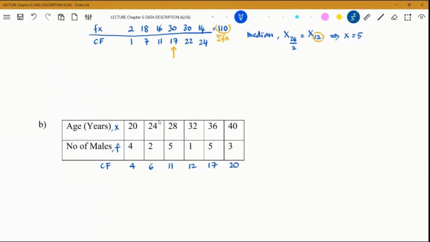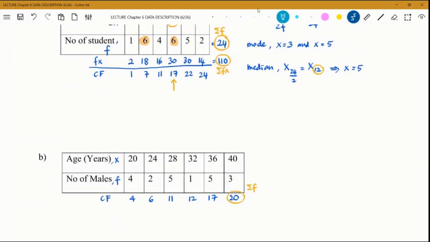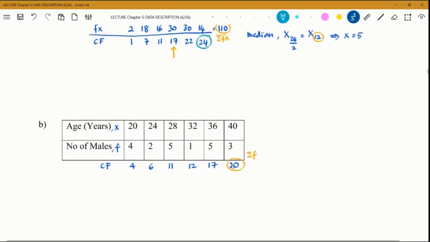So kalau kita tengok ini adalah summation F. Okay, which is kalau kita perasan di sini 24 di sini dan 24 di sini. Benda yang sama, which is summation F. Okay, so find the Fx. So 20 times 4 we have 80. 24 times 2 we have it 48. 28 times 5 we have it 140. And then 32 times 1 we have 32.